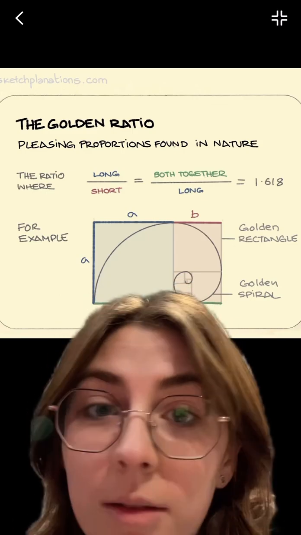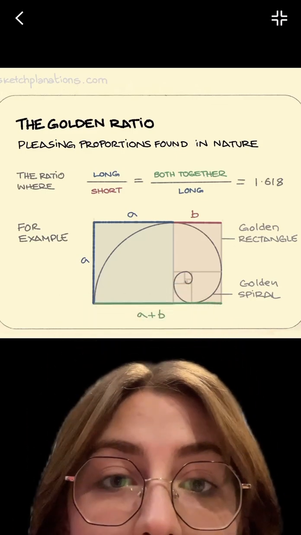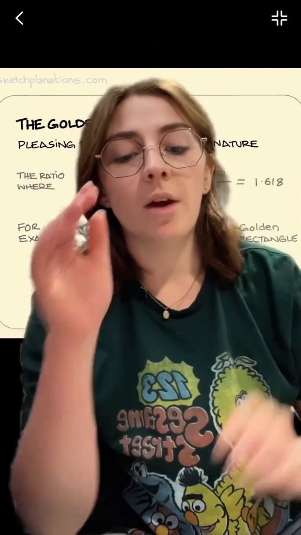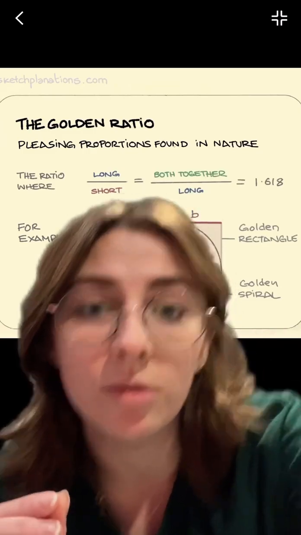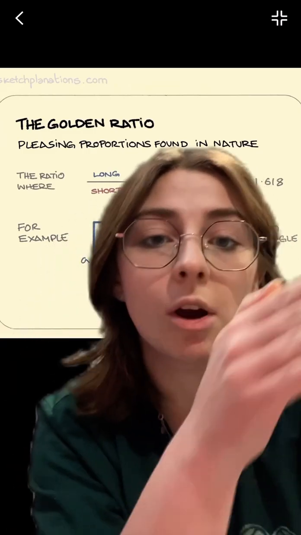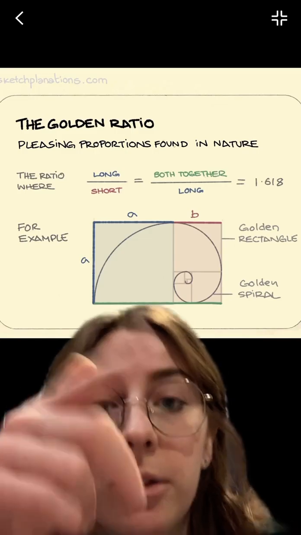You might have seen it. This is what it looks like. Essentially, how you find the golden sequence numbers is you have your first number and you just add it to your second number, and then it keeps growing and creates a spiral that looks like this.